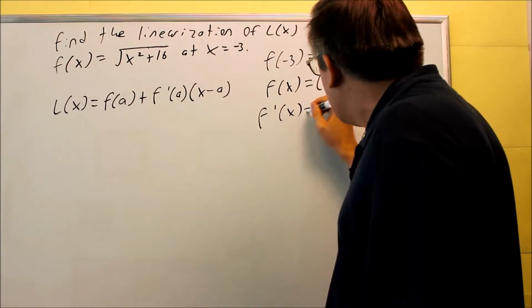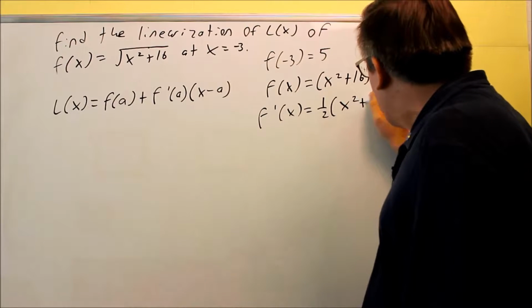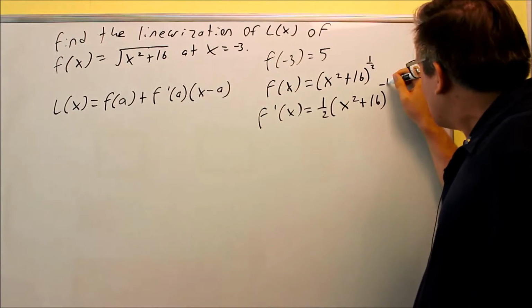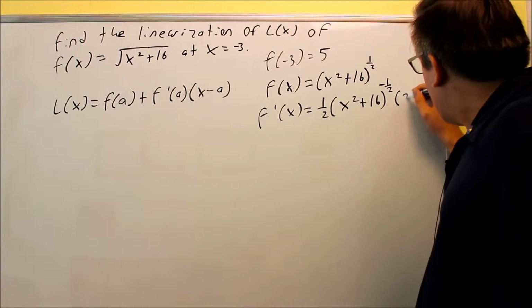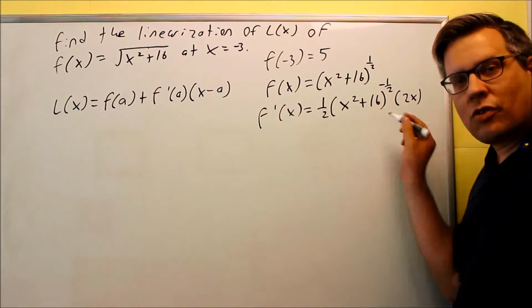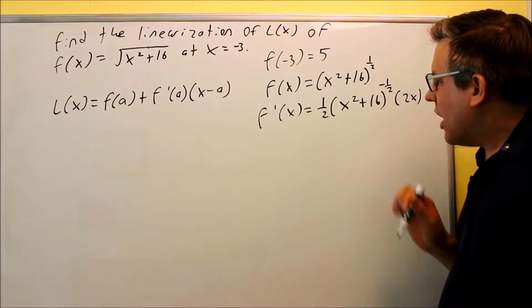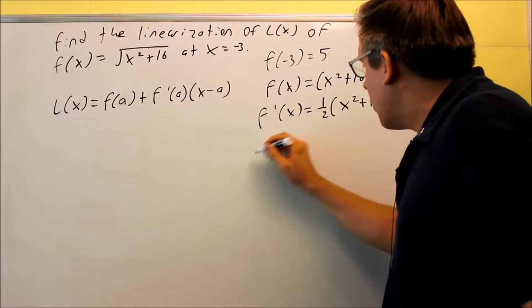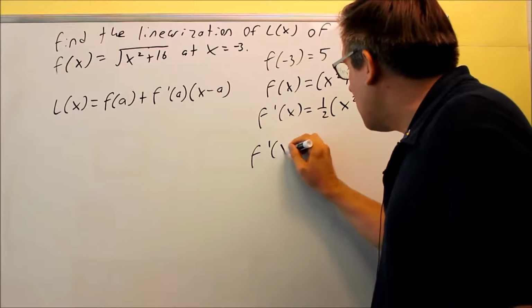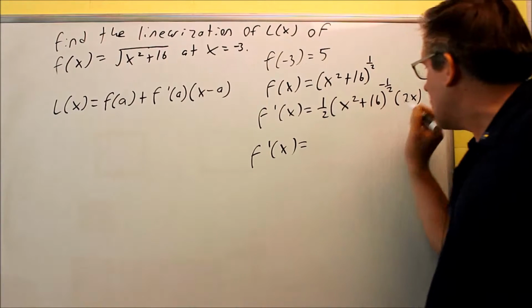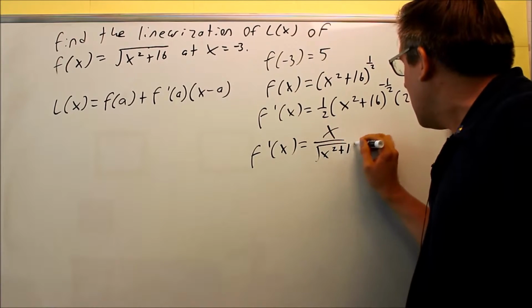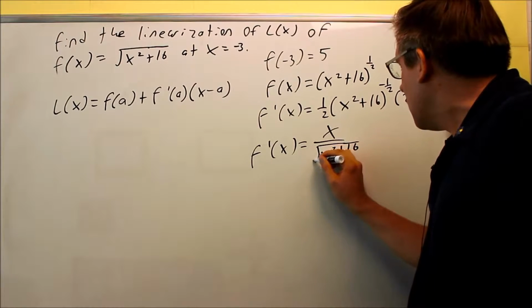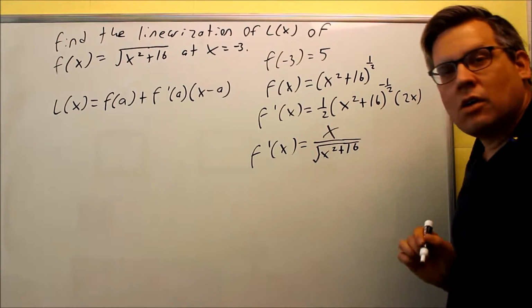so f primed of x is 1/2 x squared plus 16. Subtract 1 from the power and you get -1/2, and you're going to multiply it by the derivative of the inside. Derivative of the inside is going to be 2x. If I simplify it further, then I get f primed of x is going to equal, x's cancel, x over the square root of x squared plus 16, and that right there is going to be my derivative function.